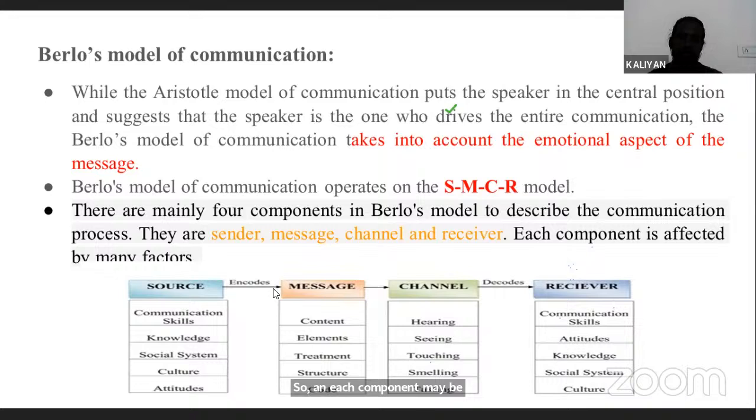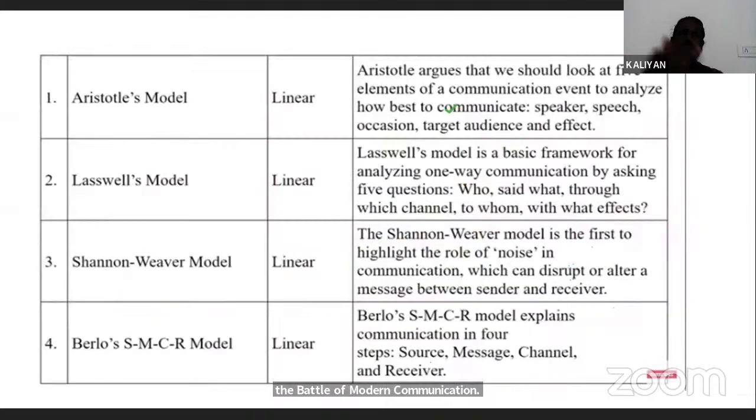This is a picture of the Berlo model of communication. Source: communication skills, knowledge, social system, culture, attitude. Message: content, element, treatment, structure, and code. Channel: hearing, seeing, touching, smelling, and tasting. Receiver: communication skills, attitude, knowledge, social system, and culture. This is the Berlo model, SMCR: sender, message, channel, receiver. As for the difference between linear models, Aristotle, Laswell, Shannon-Weaver, and Berlo are all linear models, meaning one-way communication.